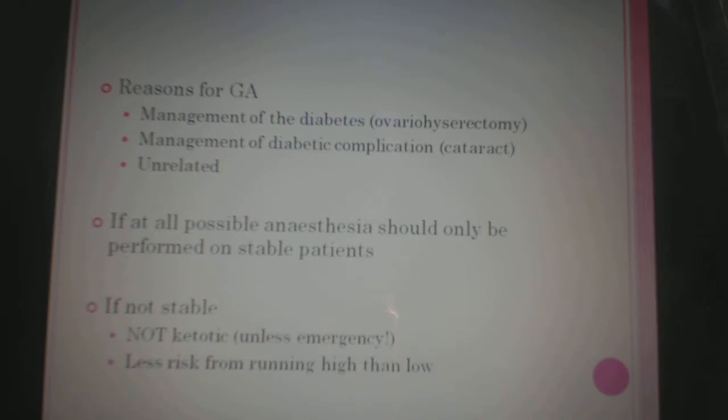For example, an unneutered bitch is unlikely to ever stabilise until you neuter her, so certainly spaying an entire bitch might be something you do relatively early in the course of disease.